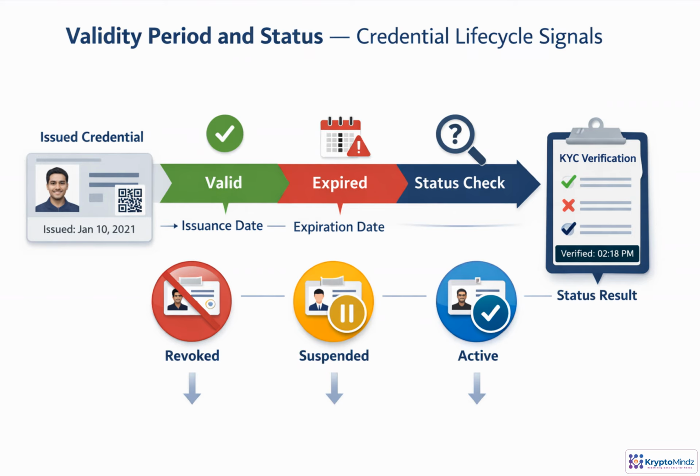A credential represents a snapshot in time, not a lifetime guarantee. Start with the issuance date to understand when the information was last confirmed. Then check the expiration date. After that point, treat the credential as invalid by default. Next, consult the status reference to see whether it's active, suspended, or revoked. Finally, record what you checked and when, so KYC decisions remain auditable later.